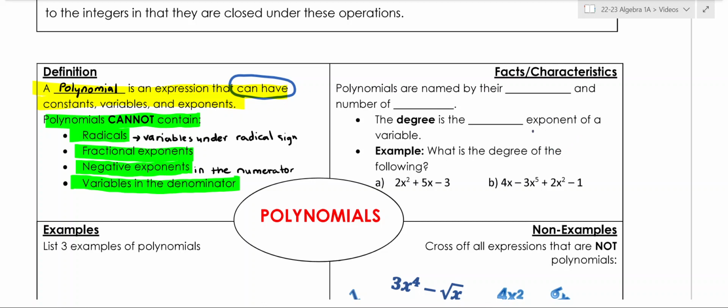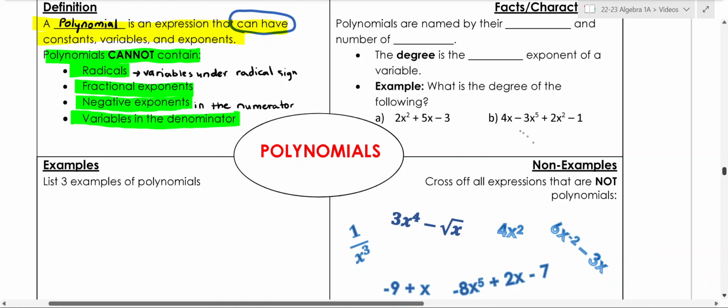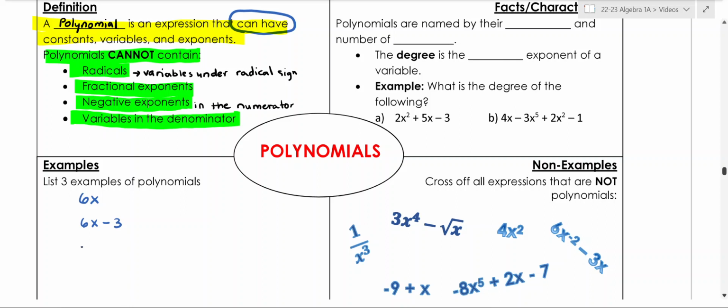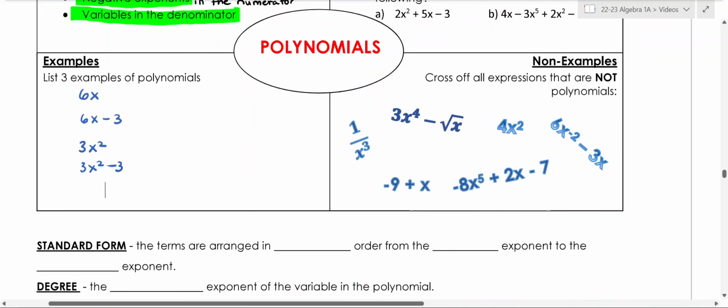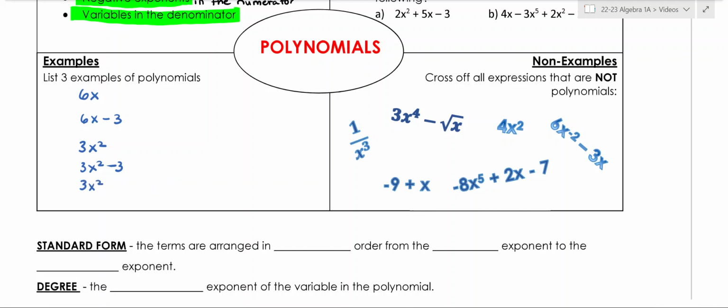Let's see. Shall we list 3 examples of polynomials? Well, they're right here. Let me see. 6x, or 6x minus 3, or 3x squared, or 3x squared minus 3. You see, they're all constants, variables, exponents, nothing fancy. It could be 3x squared plus 5x minus 3.